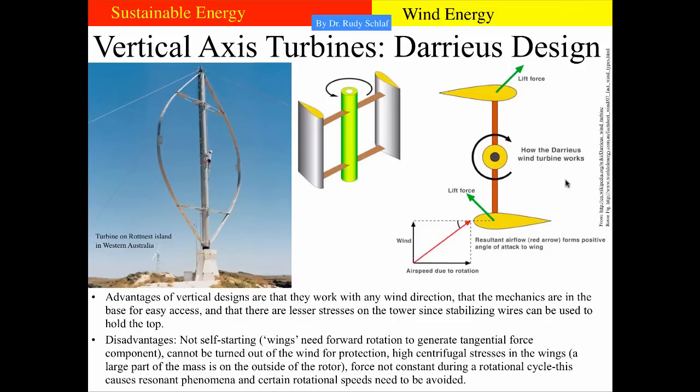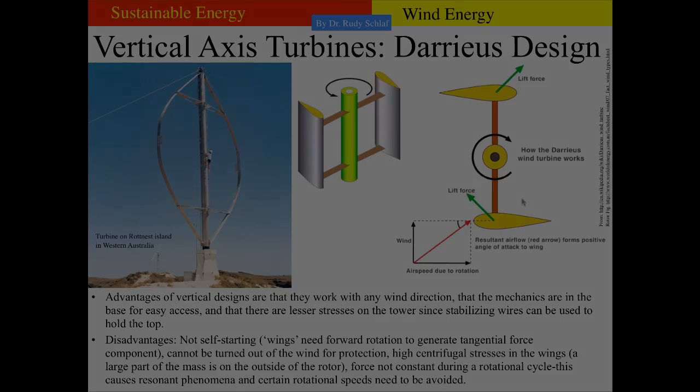Furthermore, when the turbine rotates, the force on the wings is not constant during a full rotation because the angle of attack relative to the wind changes. And so this gives rise to an oscillatory force, and this can cause resonance phenomena. And so certain rotational speeds need to be avoided with this type of wind turbine.